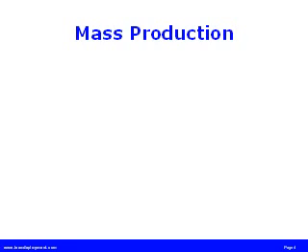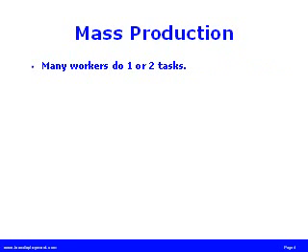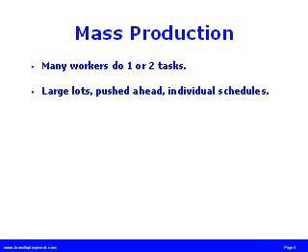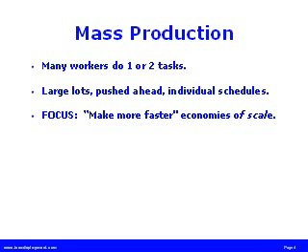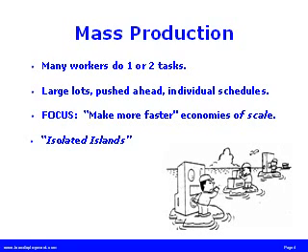Next came mass production. Here, many workers did one or two simple tasks. Large lots of products were pushed ahead against individual schedules from the operators. It was very much a focus of make more faster for economies of scale, and operators tended to work within isolated islands. Now again, this gave a number of positives. It was easy to train people, and it was easy to build large lots of the same products. It also had a number of negatives, however. It was expensive, the lead times remained quite long, and quality fluctuated due to the boredom of the role for the operators, and also it led to considerable waste.